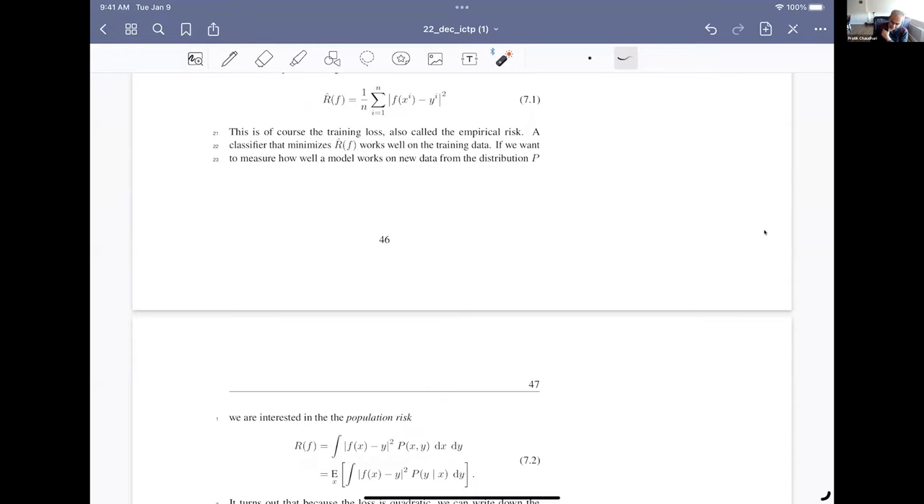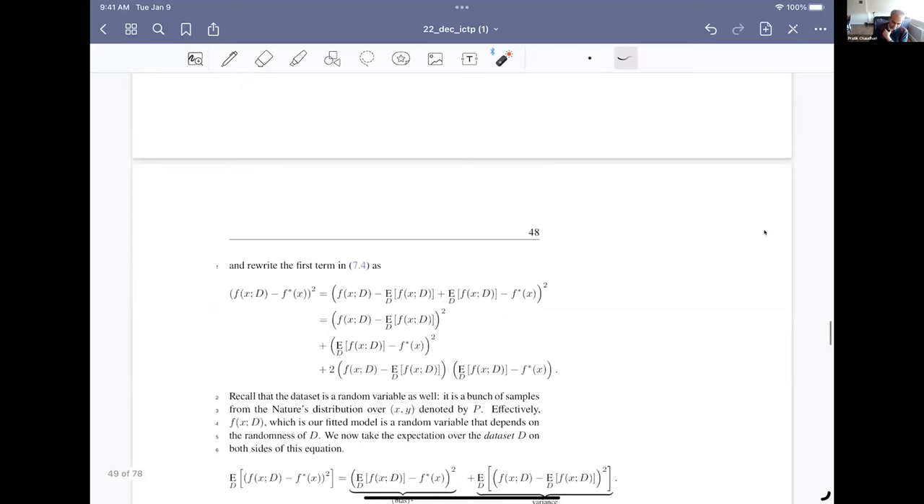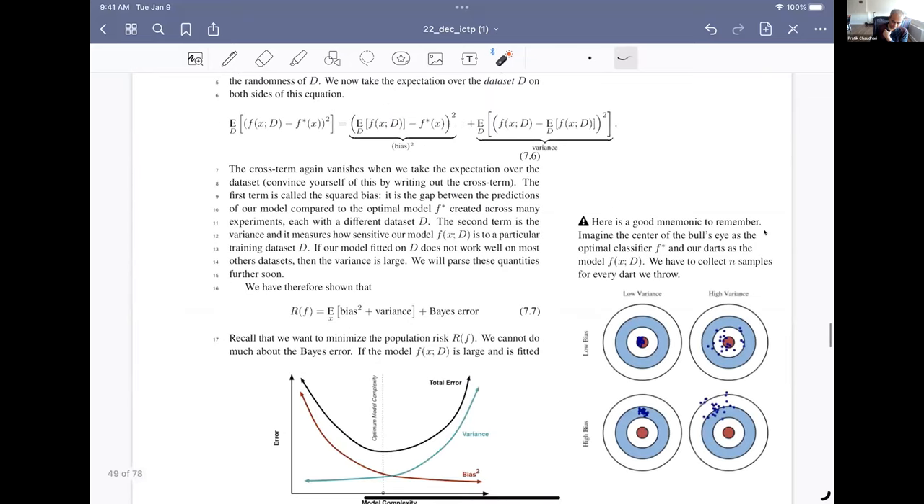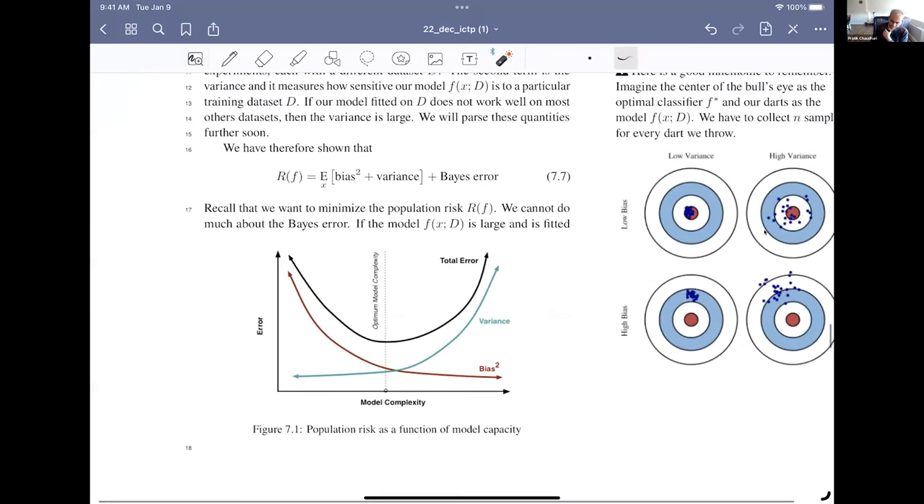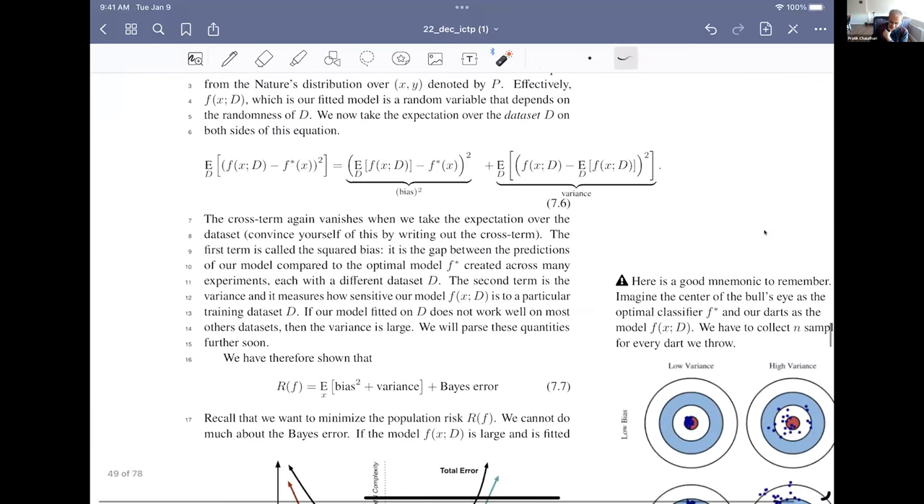And so bias variance trade-off is a thought experiment, more or less, to understand the discrepancy between R hat and R. And the way people will write it is as follows. You can write down the population risk, which is the stuff that we do want to minimize, as the combination of three different terms.